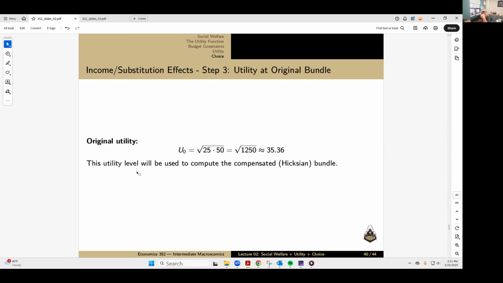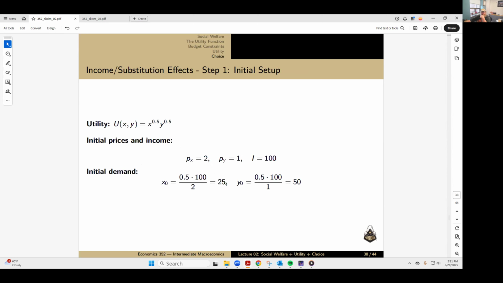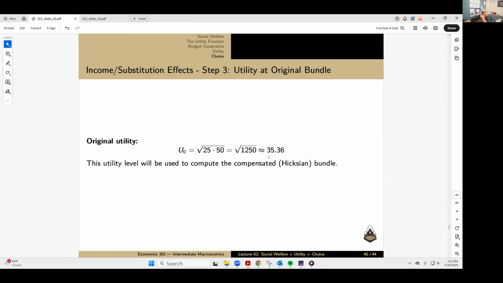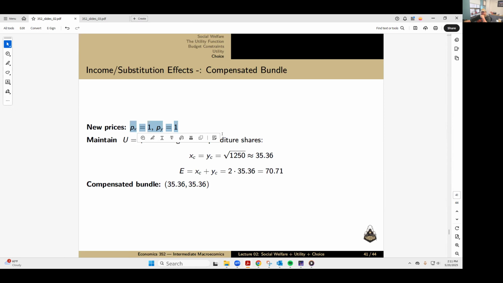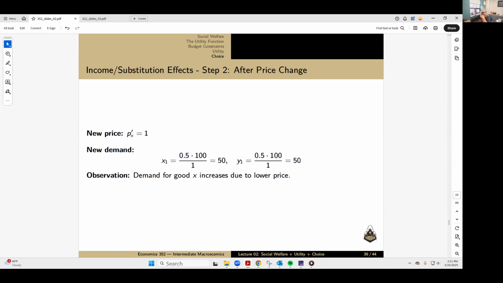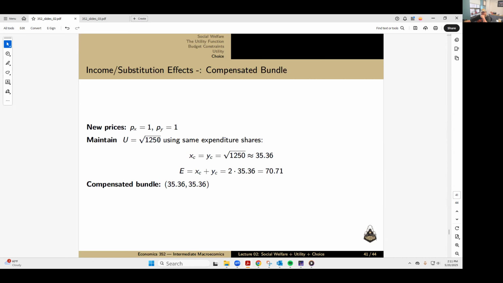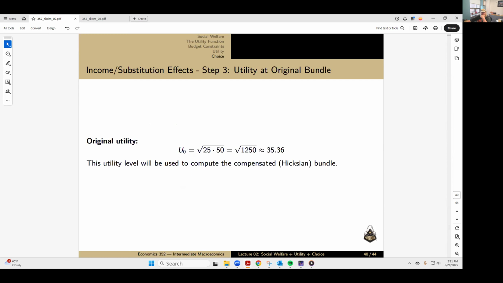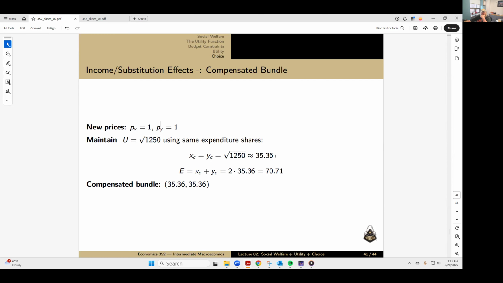In order to do this, we're going to look at the utility level originally. What was my original utility level? I was originally consuming 25 units of X and 50 units of Y, and therefore my utility was a little bit more than 35. Now, at the new prices and the new optimal bundle, which again was 50 and 50, I see that in order to maintain the original utility of 1250, I would need to change my consumption of X and Y to both be 35.